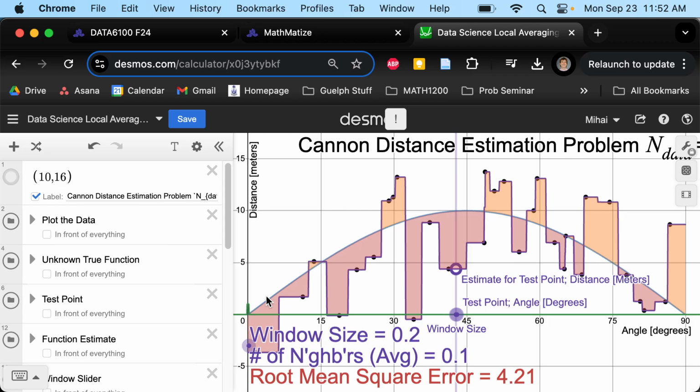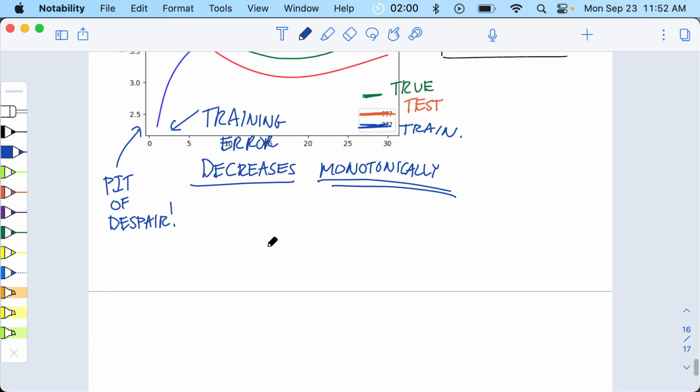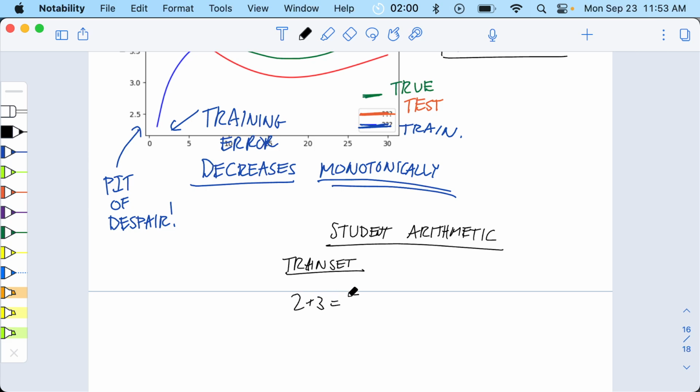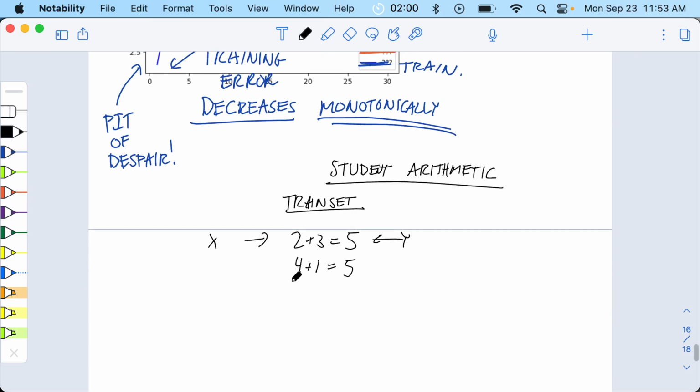So this is something you've got to watch out for. Let me give you the other analogy that some people like. Imagine you are a student studying for your arithmetic class. That's like grade 2. And you have a training set of problems. It's like 2 plus 3 equals 5. The left-hand side is the x, and the right-hand side is the y. Then another problem like 4 plus 1 equals 5. And another one, what is 7 minus 2? It's 5. And let's think of another one: 1 plus 4, that's also 5.